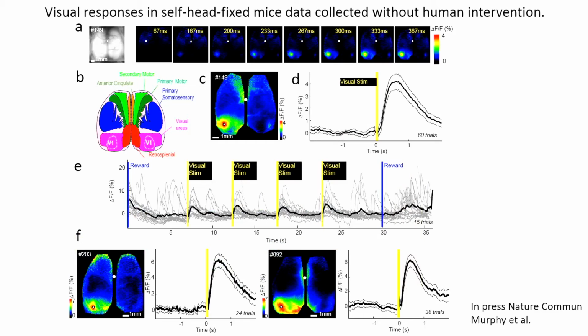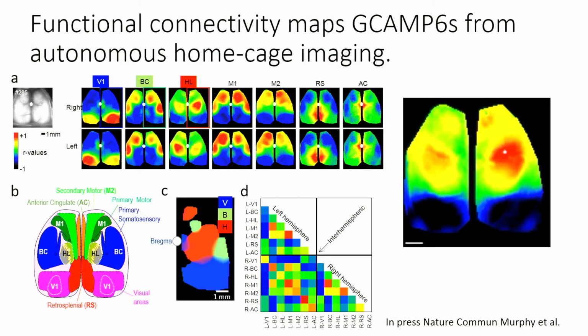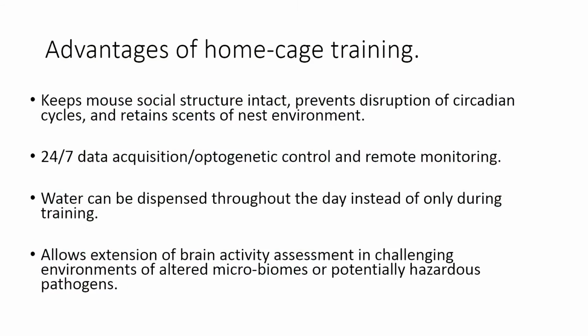This is, I apologize, fairly unsophisticated. It's a single yellow flash. And you see activation in the posterior part of the brain here. And these are 3 different mice. And very nice signal to noise. And this is more data from in the cage.